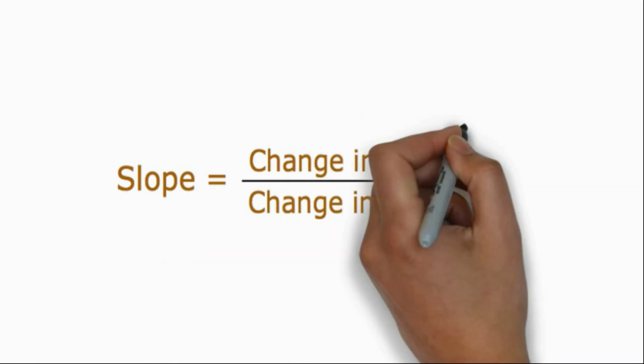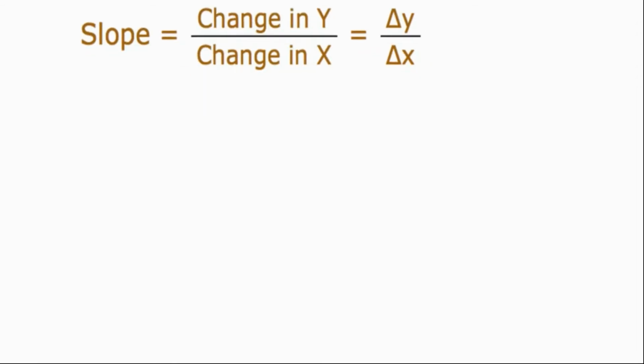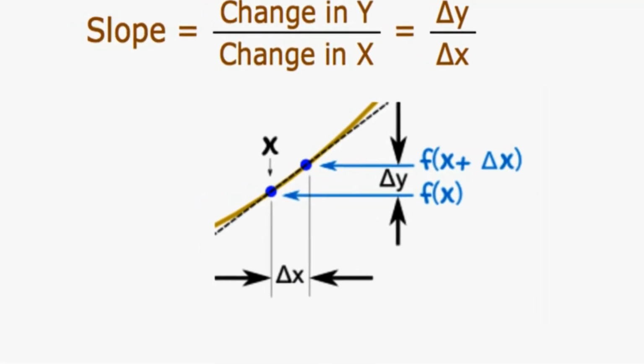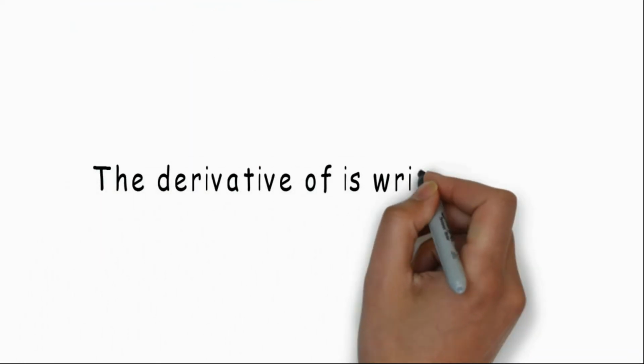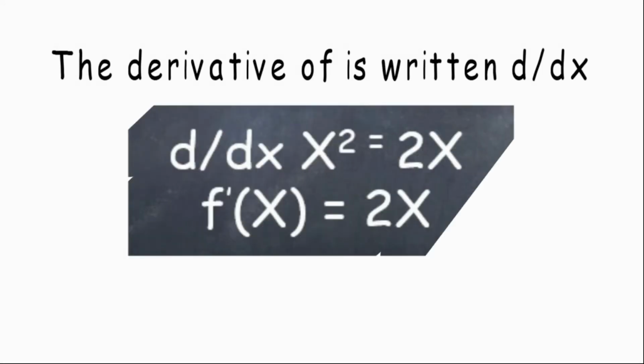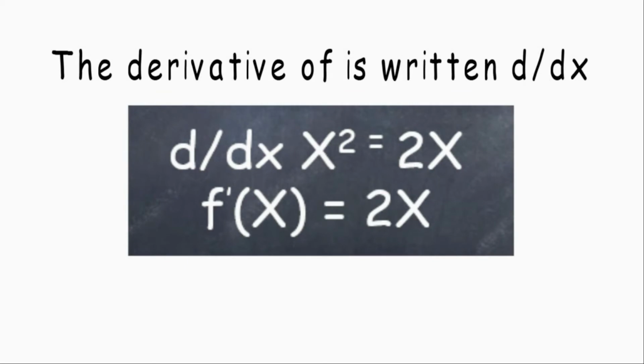So the slope is change in y over change in x, or the symbol that we actually use for change is that triangle. So the derivative of is written d/dx. So d/dx of x squared is 2x, or it can be written in another way. f'(x) is 2x. So f'(x) actually means the derivative of function f(x).